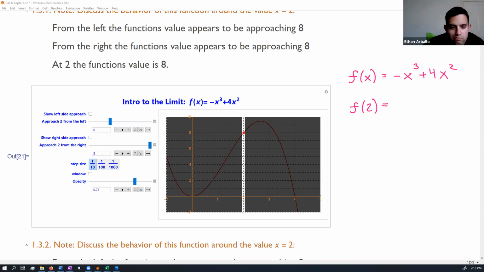8. Okay, good. We get 8. All right. So you get 8 if you plug that in. What we just did there is algebra, right? That is algebra. I gave you a function. I asked you to evaluate that function at the point 2, right? Plug 2 into the function, tell me what comes out. That is not what calculus is about.